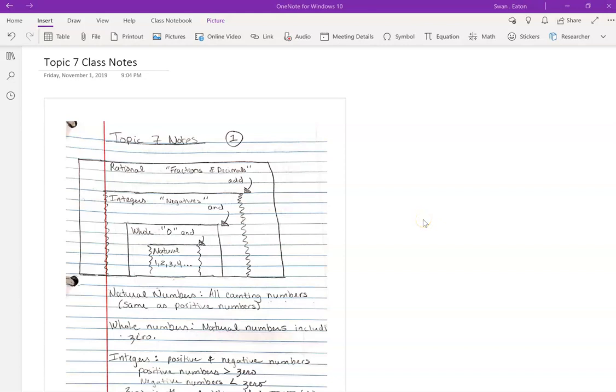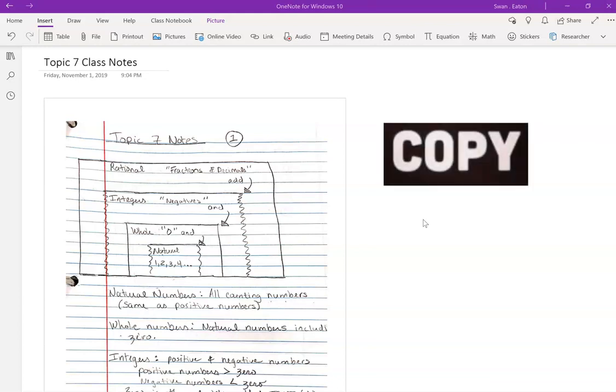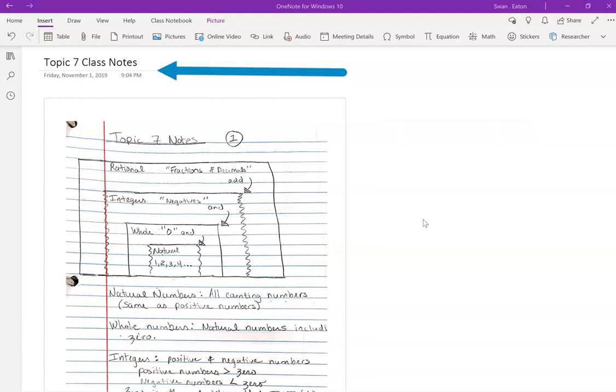I need you to take a moment and pull out 4 pieces of paper. And at the top of the paper, I want you to write Topic 7 class notes. Write down Topic 7 class notes.